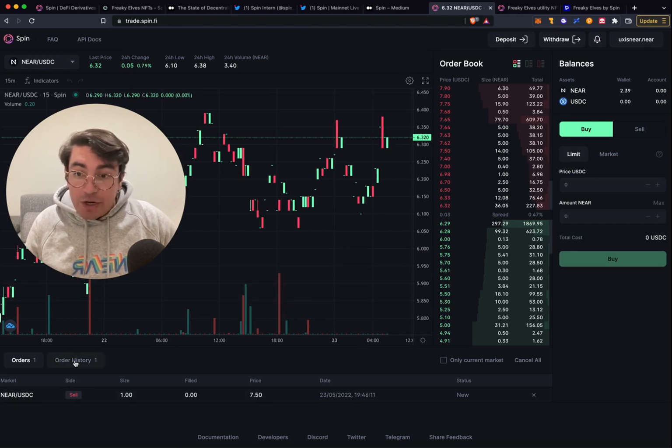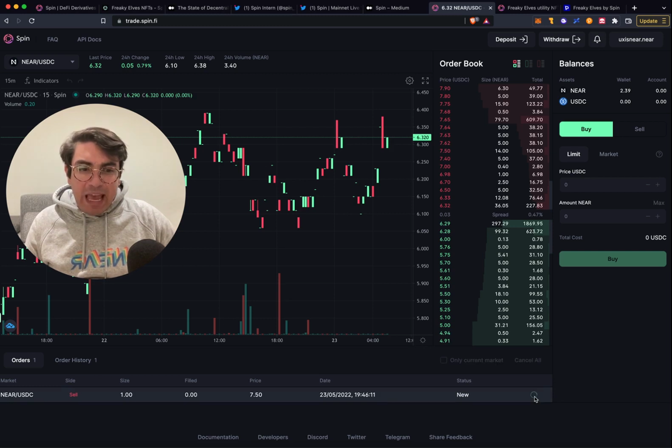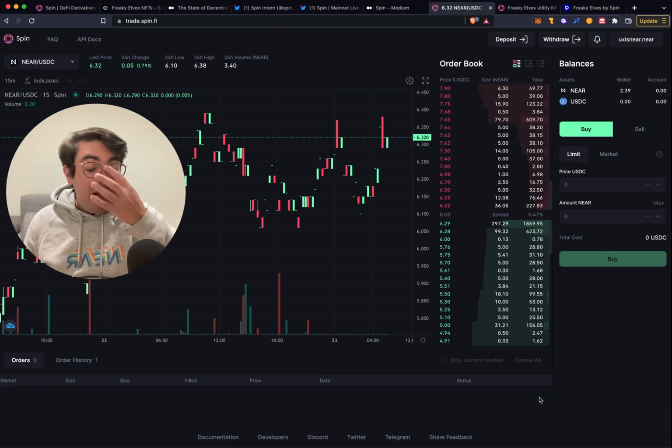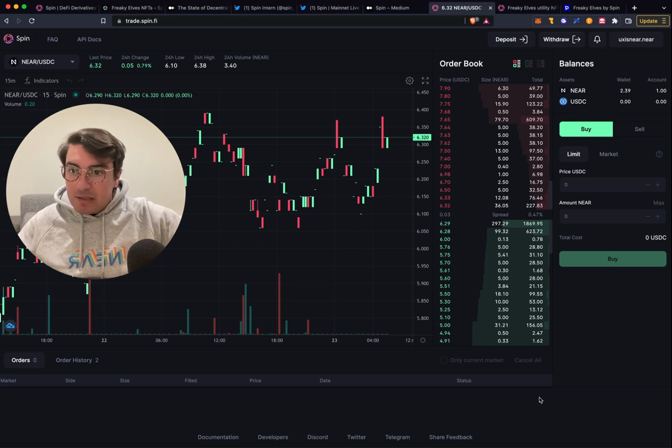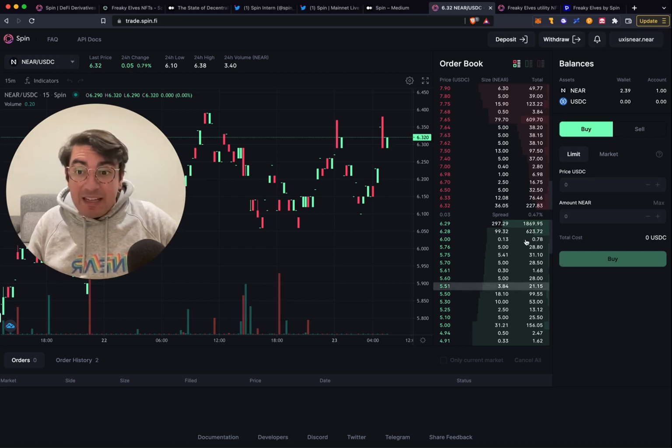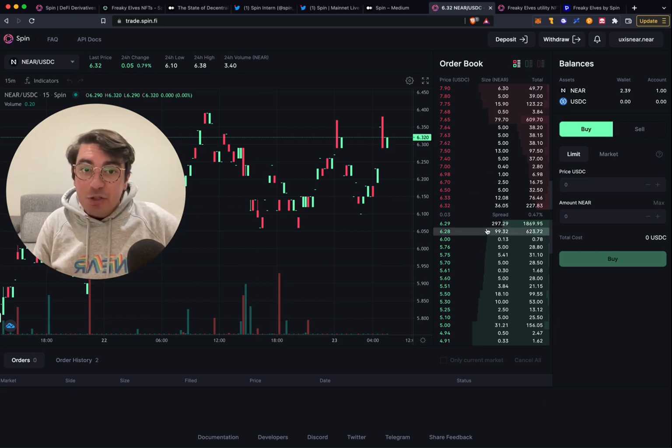And then if it were to execute, you can always come and check the order history. Now I'm just going to cancel it because I don't actually want to sell Near until we get to $100. And just by clicking the X, the order automatically cancels. Now, the reason why I'm highlighting this is because remember that this is happening on chain. These are transactions being printed somewhere on the Near blockchain. And this really highlights the new user experience.